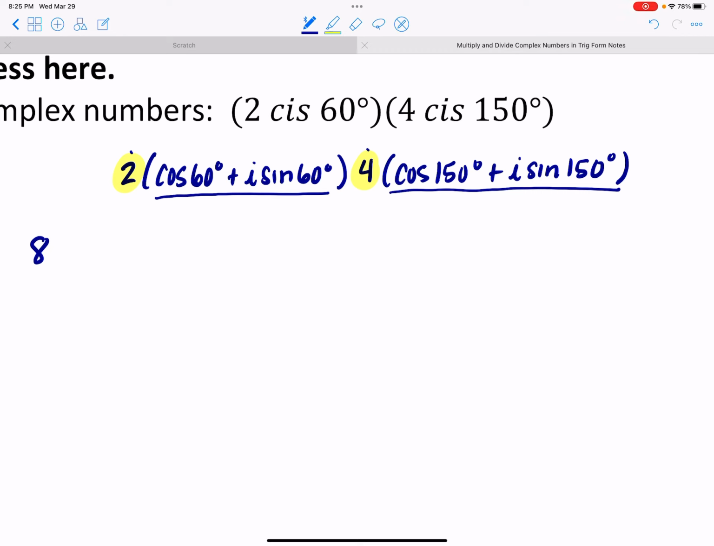So that 8 is going to be multiplied by, yes, the product of these two binomials. So first, when I multiply here, we got to be careful not to do any incorrect math. Multiplying cosine of 60 times cosine of 150 is precisely that. Cosine of 60, cosine of 150.